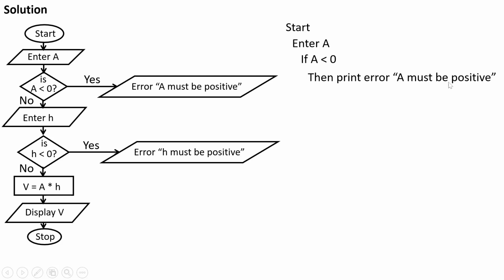So the computer will stop the program and print on the screen: error, A must be positive. It is guiding this person to enter the value of A to be positive. But if this is not the case, if this is not true, it will check this number, discover that this number is not less than 0, then it will proceed in this direction here.